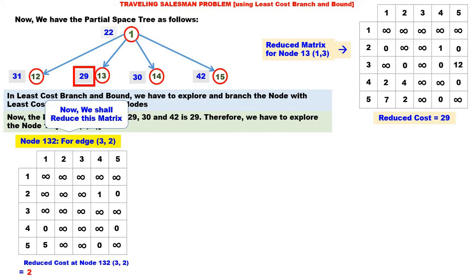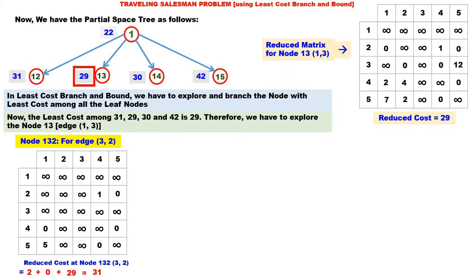Next, what is the cost of 3 to 2 in this reduced matrix for node 1, 3? So just see here 3 to 2. What is the cost? It is 0. Yes, 0. Plus what is the reduced cost for the node 1, 3? It is 29. Here we have written 29. So it is 31. 29 plus 2 is 31. So 1, 3, 2 we have finished.